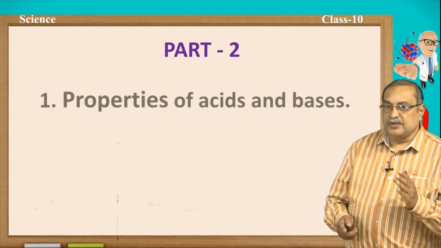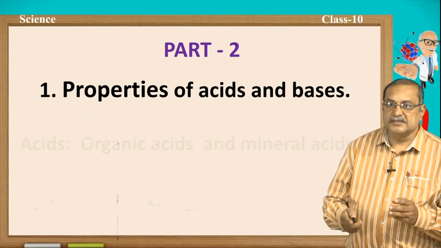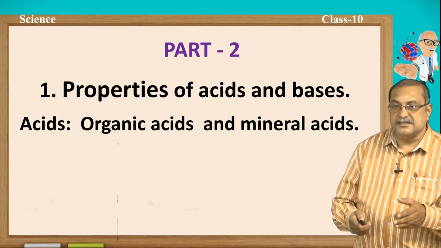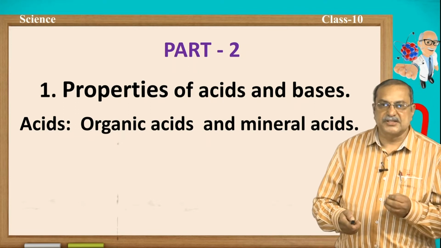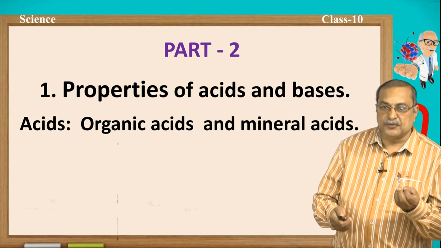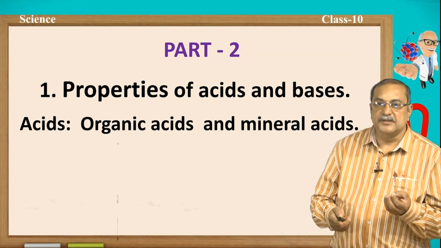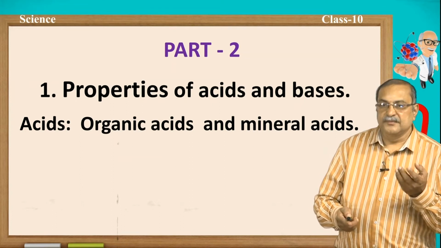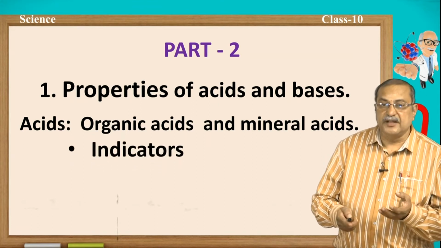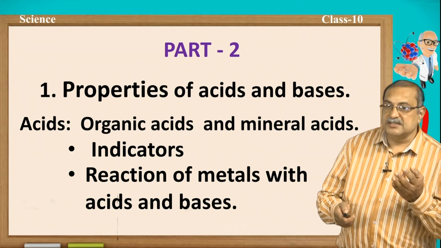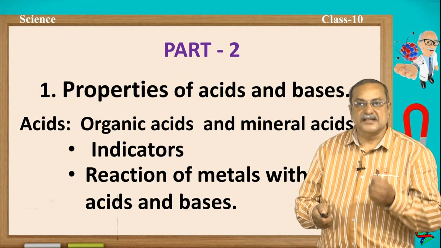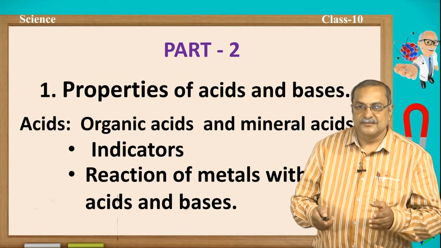Okay. So, in part 2, first we learnt about properties of acids and bases. In that we learnt about organic acids and mineral acids. This is just a recapitulation of what you have studied. Organic acids are natural acids which are available in fruits, ants and some other animals. Mineral acids are hydrochloric acid, sulfuric acid, etc. We also learnt how to identify them by using indicators, the reaction of metals with acids and bases, and how to identify the hydrogen gas as well as the carbon dioxide gas which is released in this. We have learned that one.